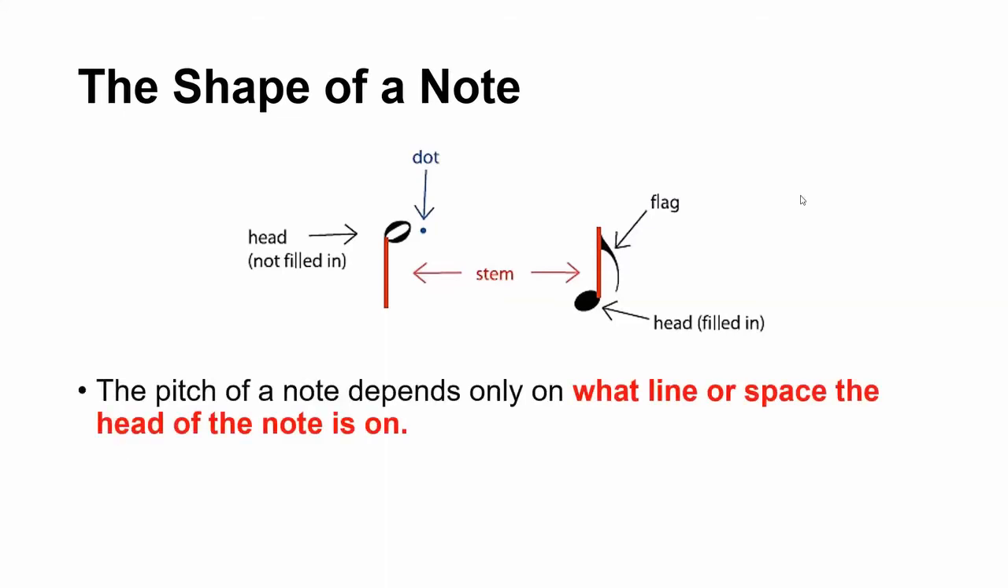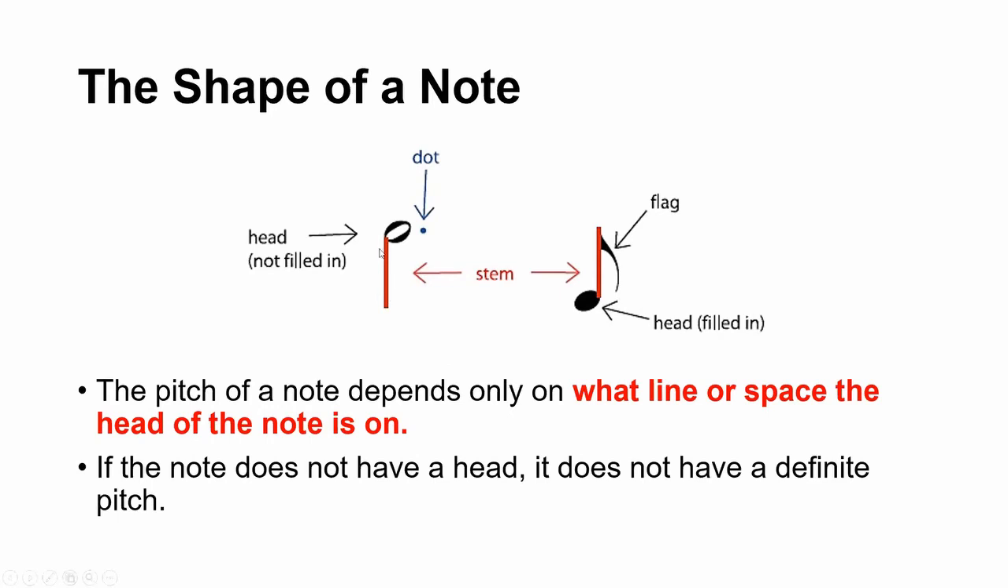So the pitch of the note depends on what line or space the head of the note is on. When we look at a piece of music, in order to know the pitch of the note, we are interested in knowing where the head lies. Does it lie on a line or a space? That will tell you what the pitch of the note is.